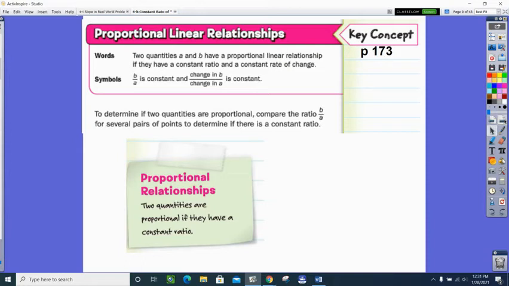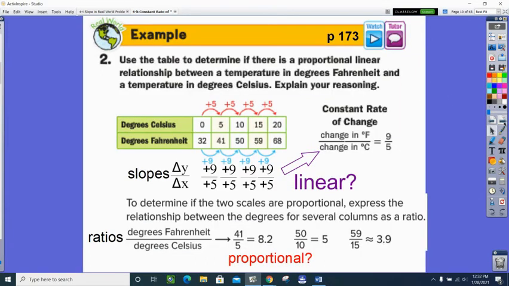Now, we're going to talk about the word proportional. Now, this was a 7th grade word. Like I said, I'm not sure if we're going to remember it, but basically two quantities in a proportional relationship are proportional if they have what's called a constant ratio. So I'm now going to show you an example of that. This is on page 173. And as we go along, I'm going to keep asking 2 questions. Is it linear? Is it proportional? I'm going to keep doing those.